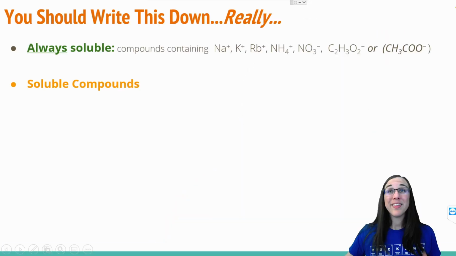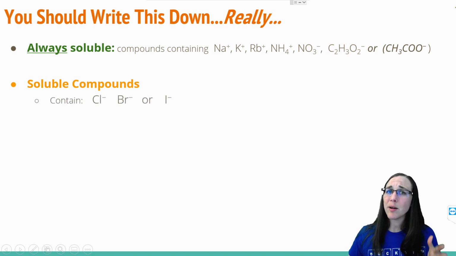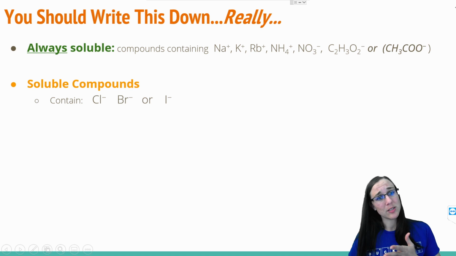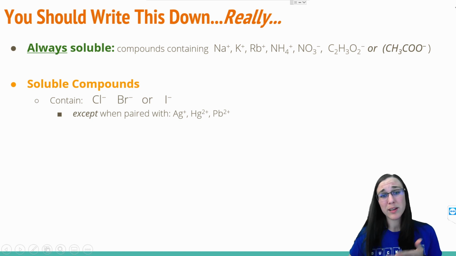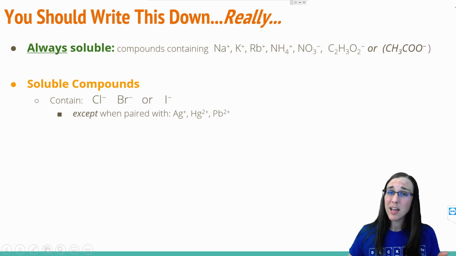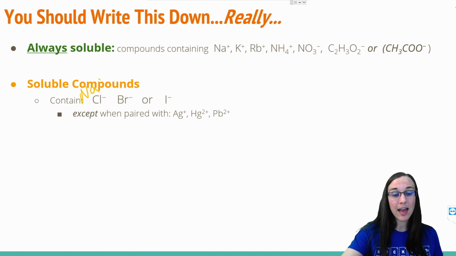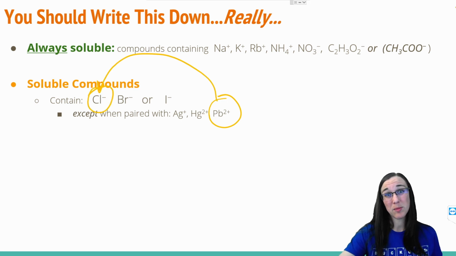Then there's this next category of soluble compounds. These are things that are typically soluble but have exceptions. So soluble compounds will contain chlorine, bromine, and iodine unless it happens to be paired with silver, mercury, or lead. So for example, if I had Na paired with Cl, that's soluble. But if I had Pb paired with Cl, it is now insoluble, meaning that it's not going to dissolve in solution.